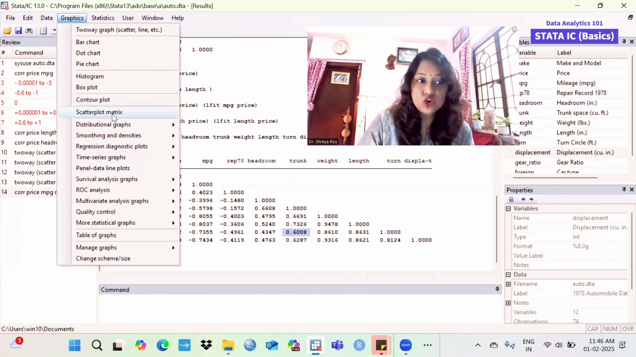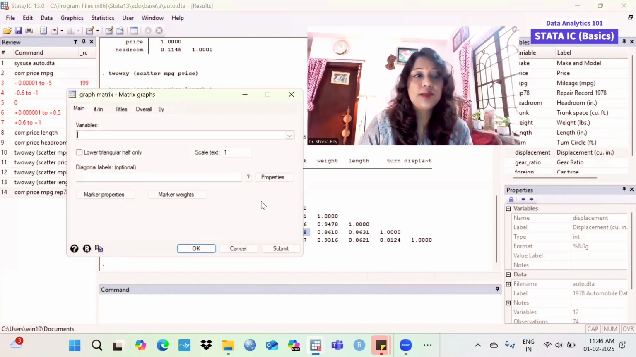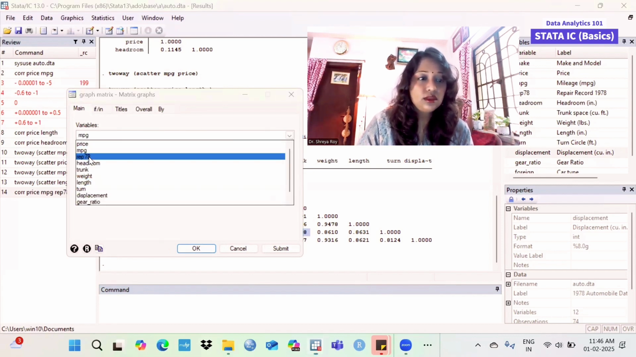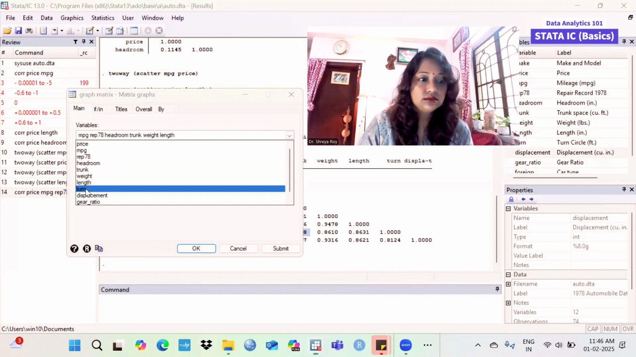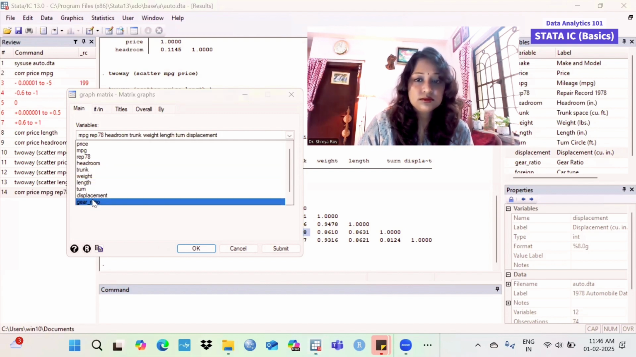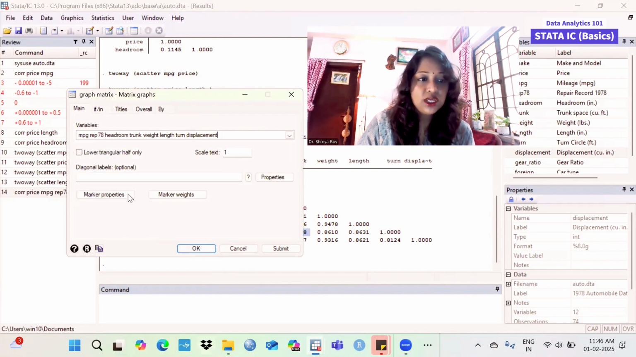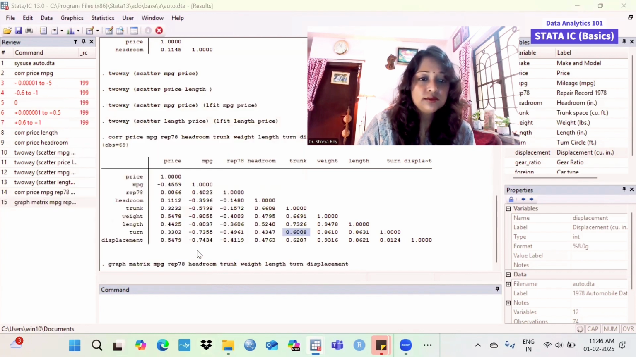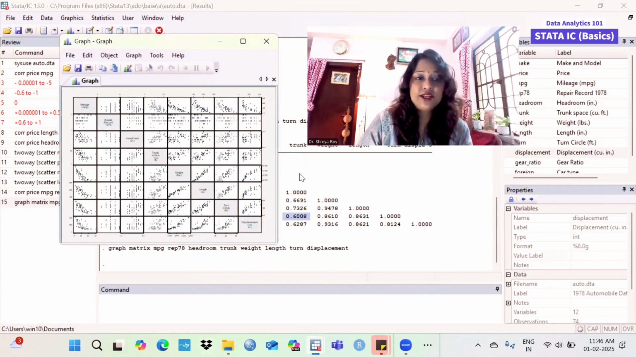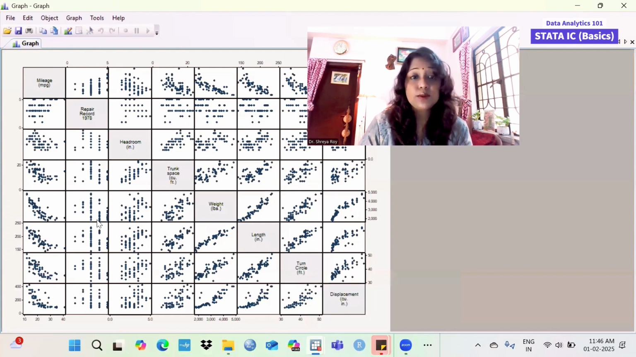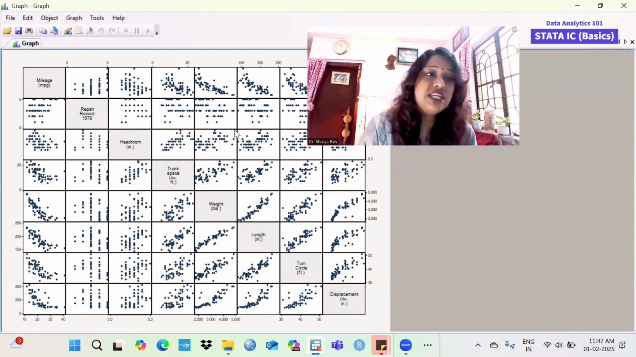Now, the way we can do a multiple correlation analysis, similarly, we can do a multiple scatter plot. So we go to scatter plot matrix and select the variables you want. Not selecting anymore, and click on OK. And there is the multiple scatter plot. You read it the same way as you read a single scatter plot. If you tell me what this is, this is the scatter plot for repair records and headroom.